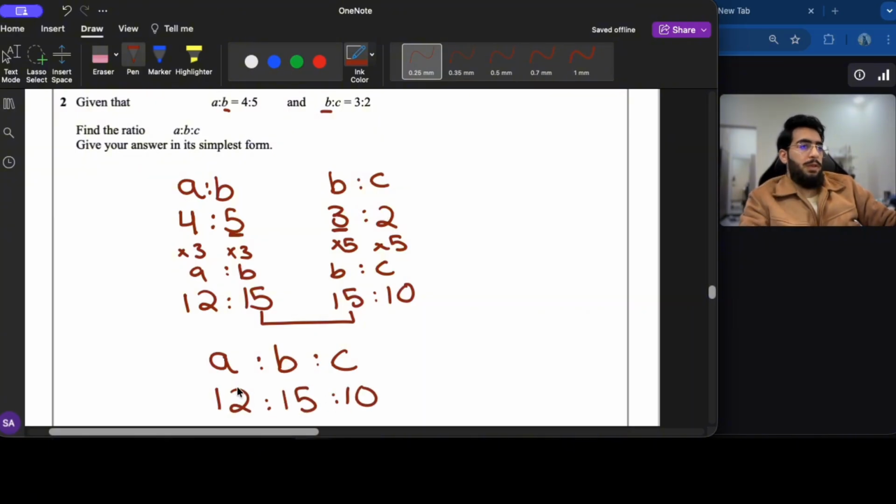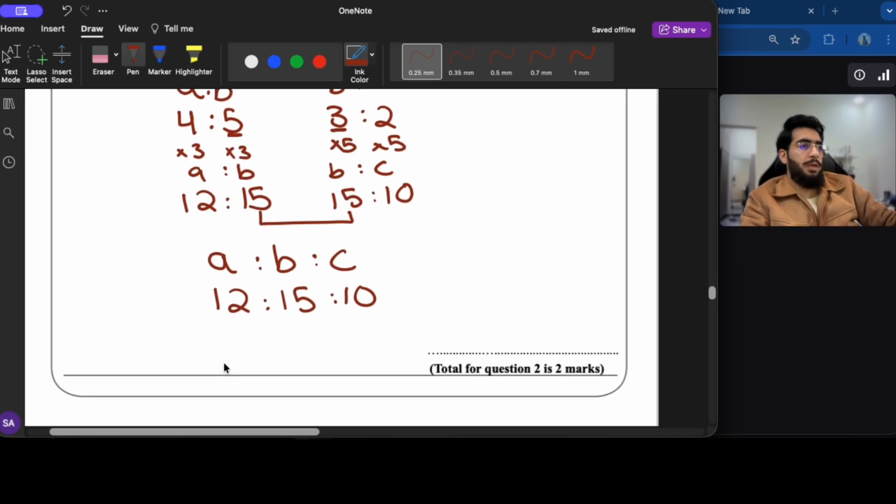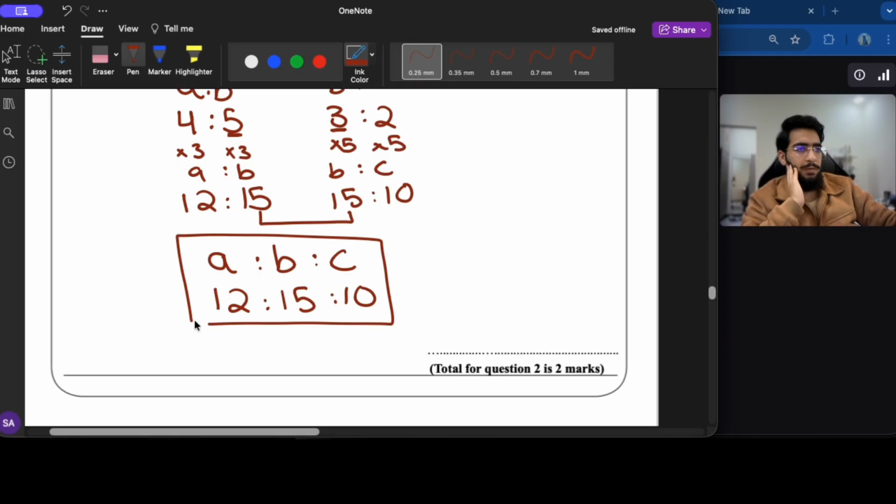And if you can see if you can simplify it, but I don't think we can simplify it further. 12 ratio 15 ratio 10, all three of them do not come in the same times table, so that is the simplified version. So 12 ratio 15 ratio 10 would be the answer over here.